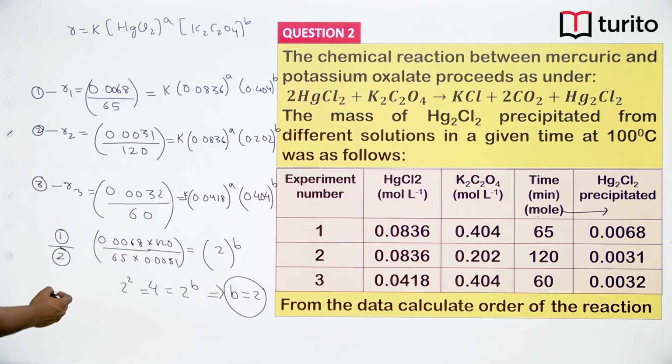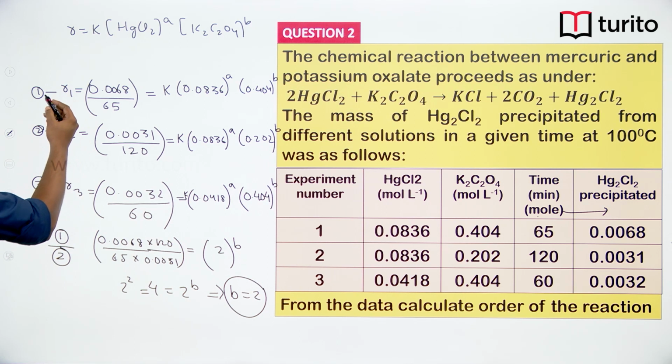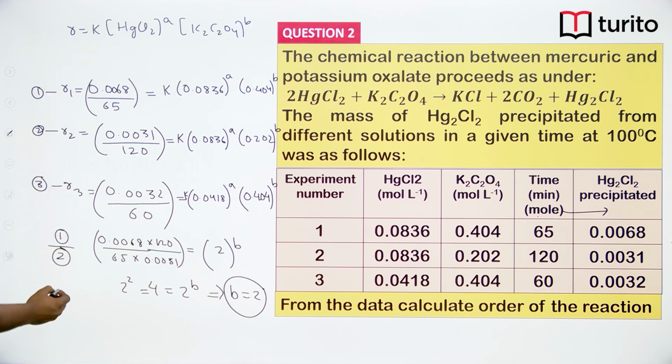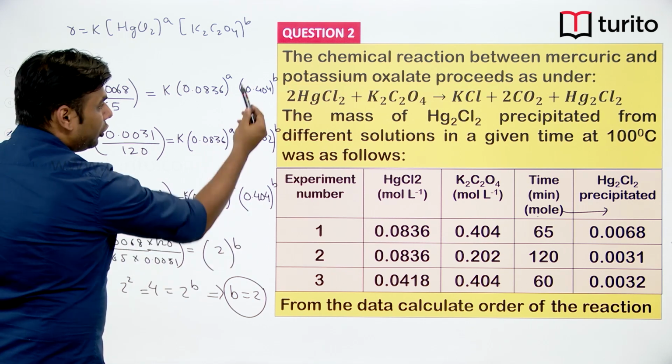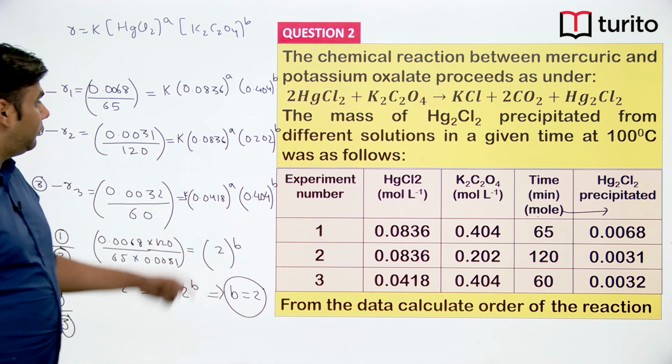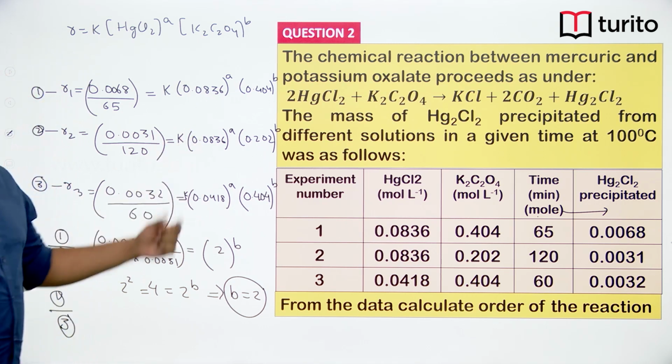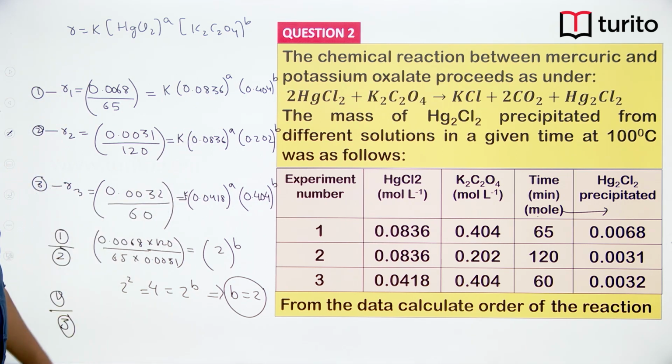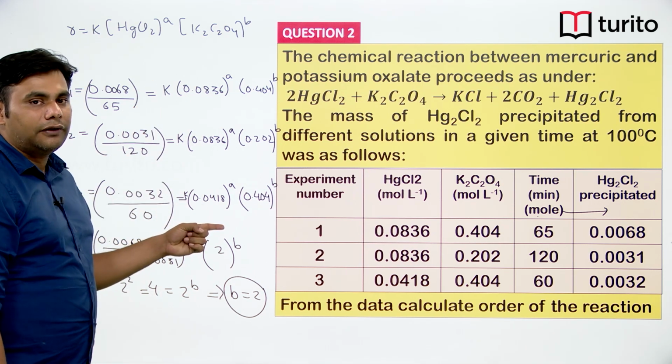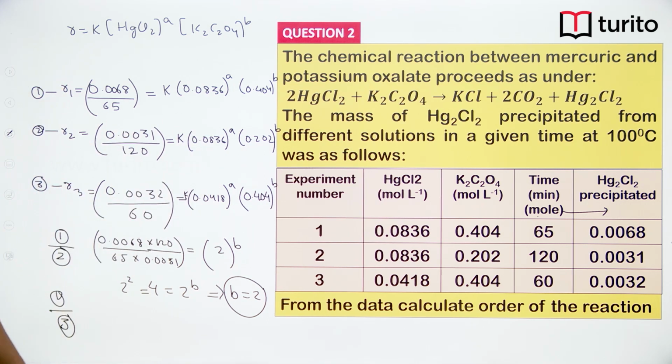So the value of B would be 2 in this case. Similarly, you can divide data 1 and 3. If you divide 1 and 3, you can clearly see that the concentration of K2C2O4 is same. So when you divide it, the concentration term of K2C2O4 will get cancelled out, HgCl2 will be left. So basically we will be able to calculate the value of A.